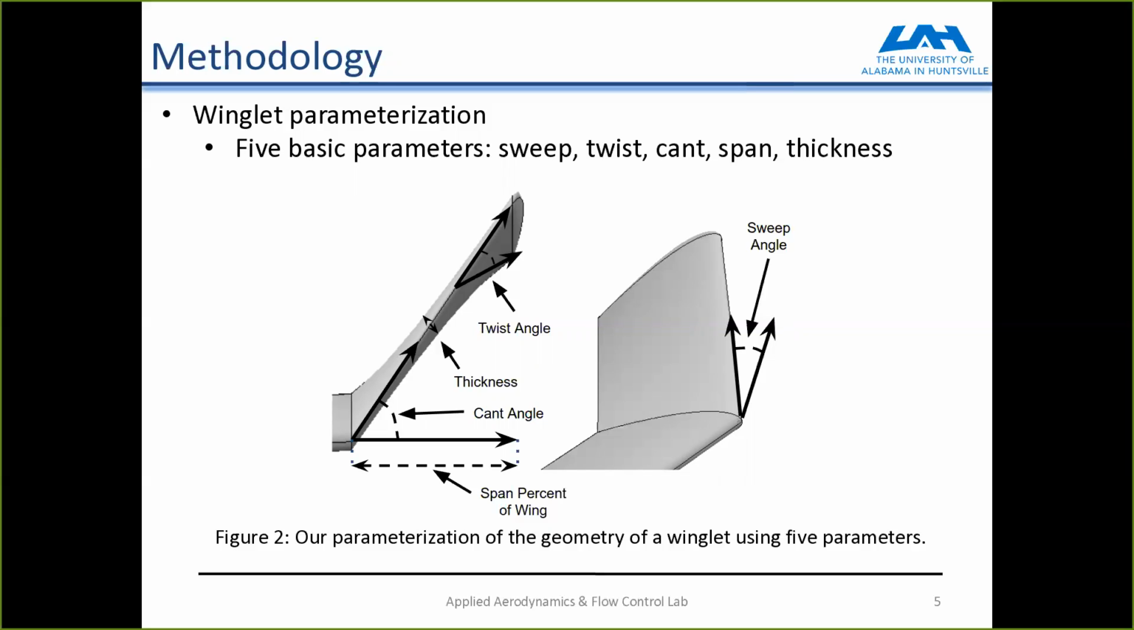This actually means that if the span is set to 0.05, it means that the winglet is 5% of the span of the actual wing itself, which means that if the entire wing, including the winglet, is 1 meter, the winglet will be 0.05 meters, and the wing itself will be 0.95 meters.